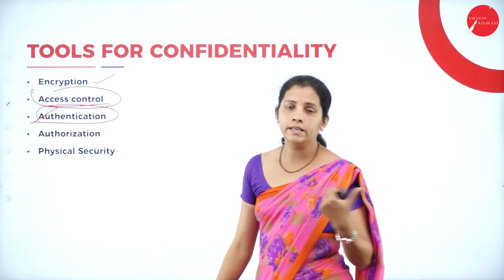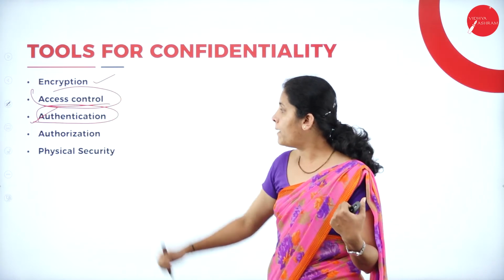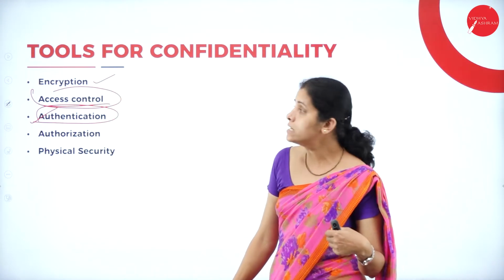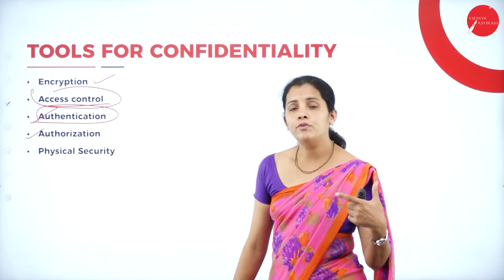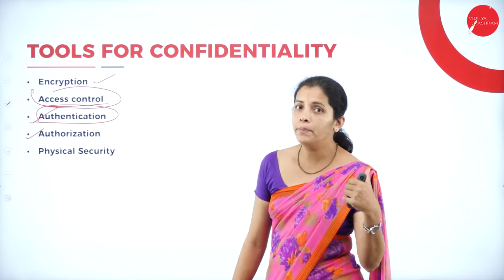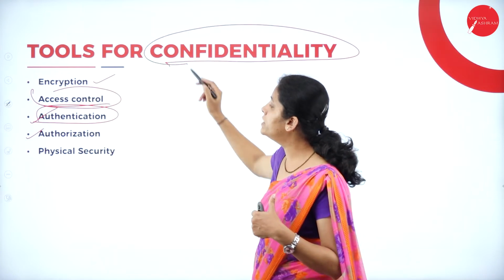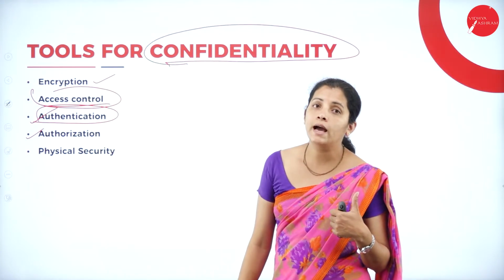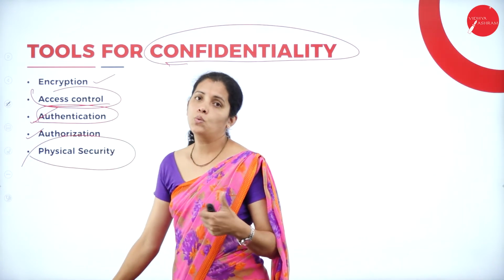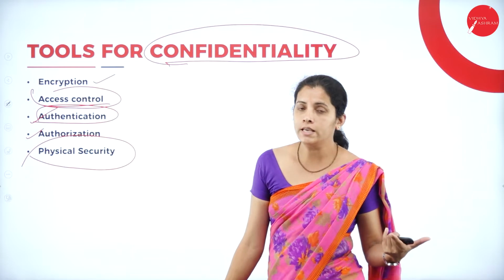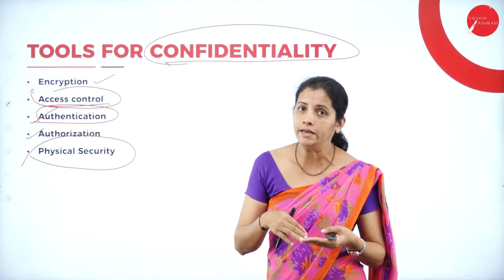So here it is authentication. To provide authentication, once again I'm going to have a username and password. Then authorization. I can provide authorization for a particular user, and based on that, I can provide the confidentiality of the data. Along with that, I can provide physical security. So what is physical security? Once again, I'm going to provide physical security for my data.